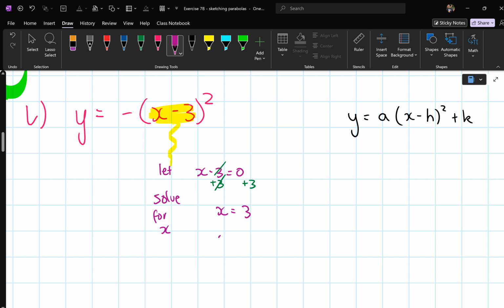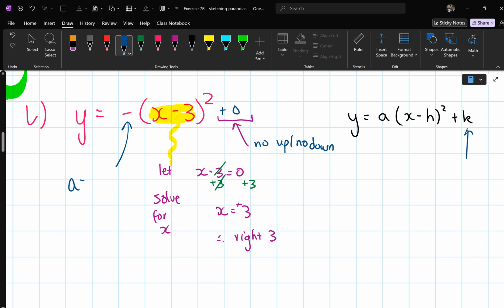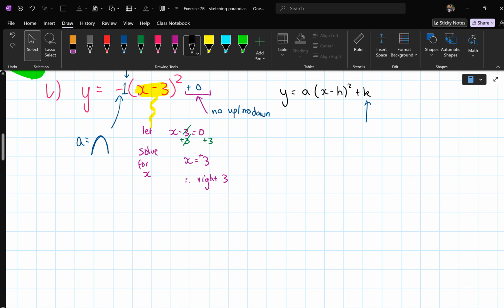And what does that mean? If it's positive, it moves to the right. So it tells me it's right by 3. Notice here that there is no number. It's kind of like saying you're adding on 0. So it means that for k, you don't move up or down. So no up, no down. And then, what's a equal to? I know it doesn't look like there's a number there, but normally we just don't write it. It's a negative 1. So what does a negative 1 tell me? It's a frown shape.